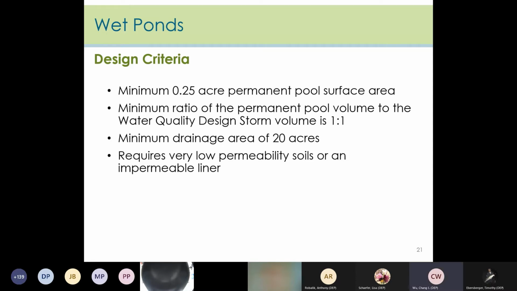And in order to receive the TSS removal rate, you have to design the wet pond in accordance with the DEP BMP manual. There is also a minimum drainage area of 20 acres for the wet pond, unless you have the groundwater budgeting balance. It also needs a minimum of 0.25 acre of permanent pool surface area, and you need a permanent pool that can store the water quality design storm volume.